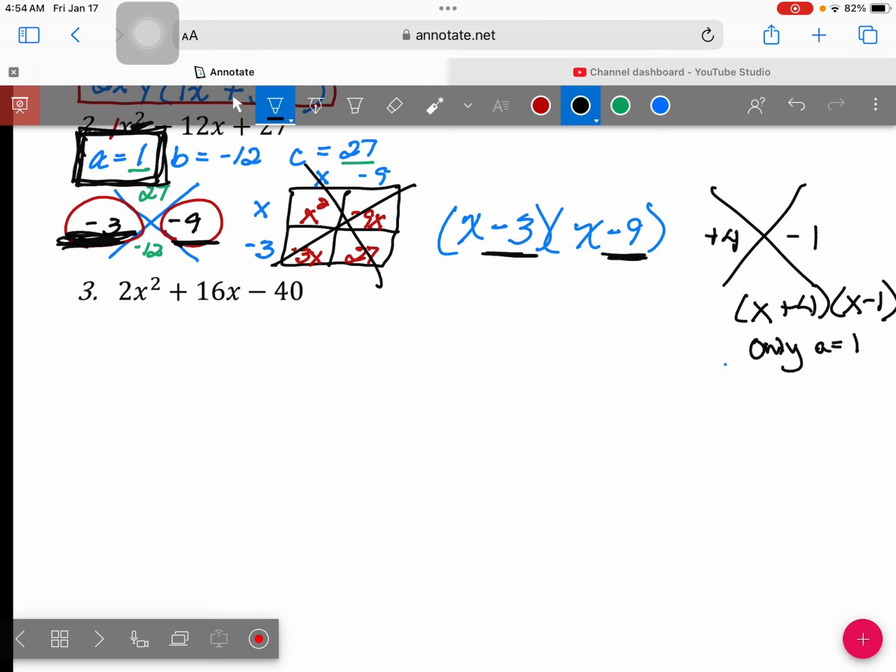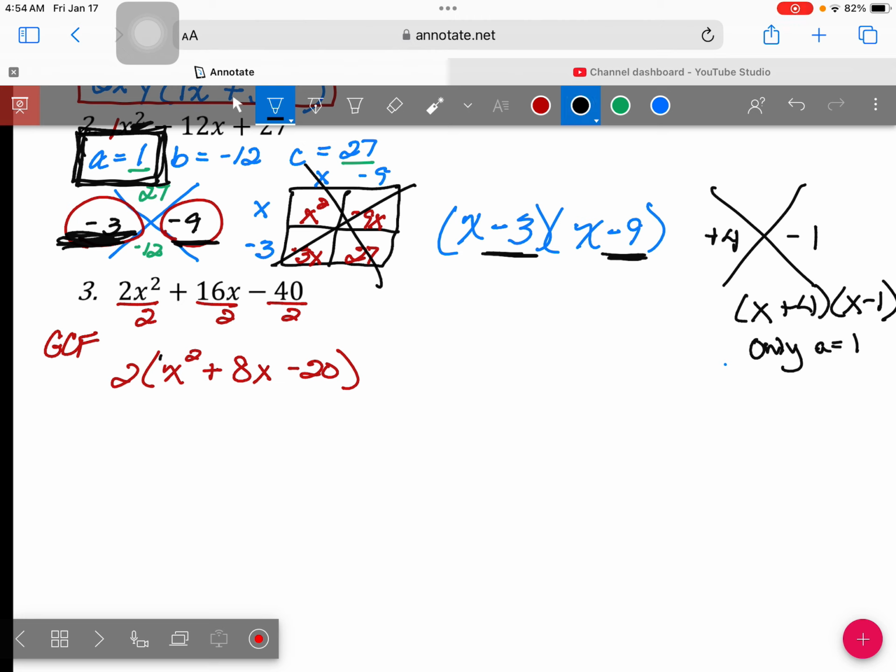All right, let's take a look at number 3. I have 3 terms. Looking for a greatest common factor first, which I do have, because I see they're all even. So I'm going to divide by 2 and come up with a new trinomial of x squared plus 8x minus 20.